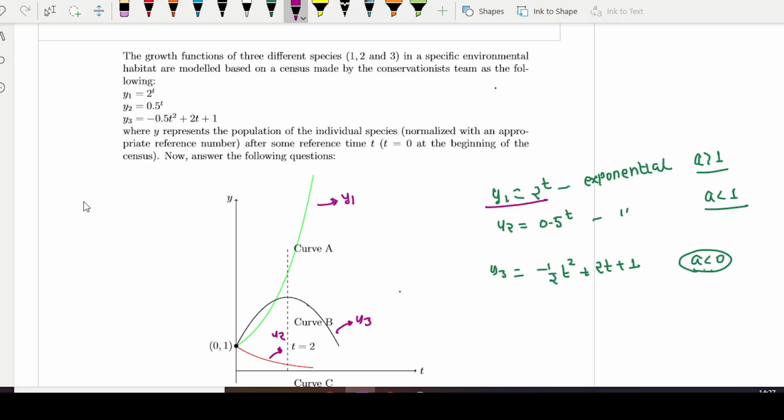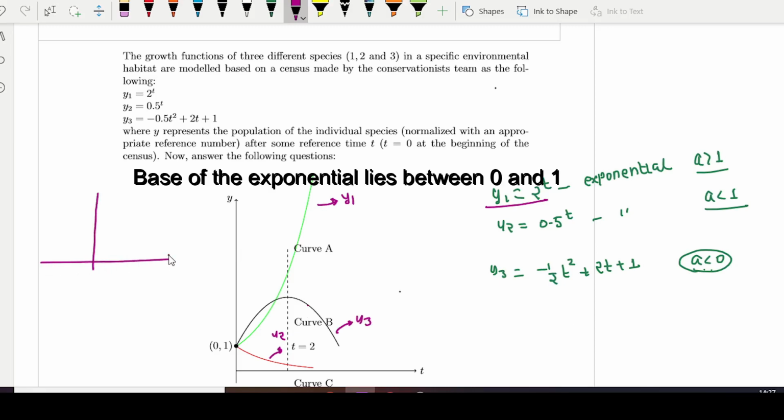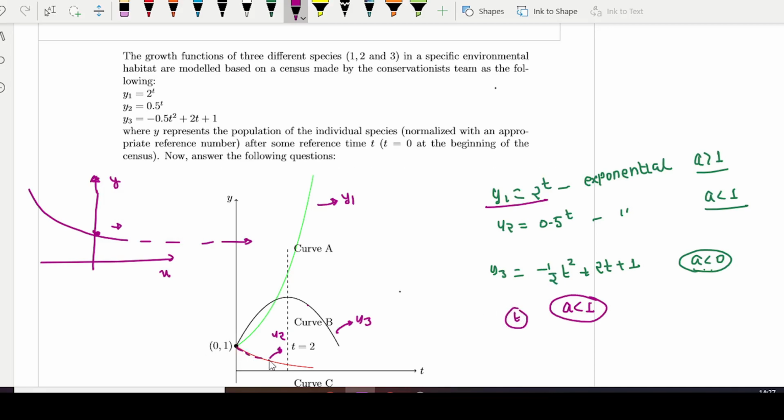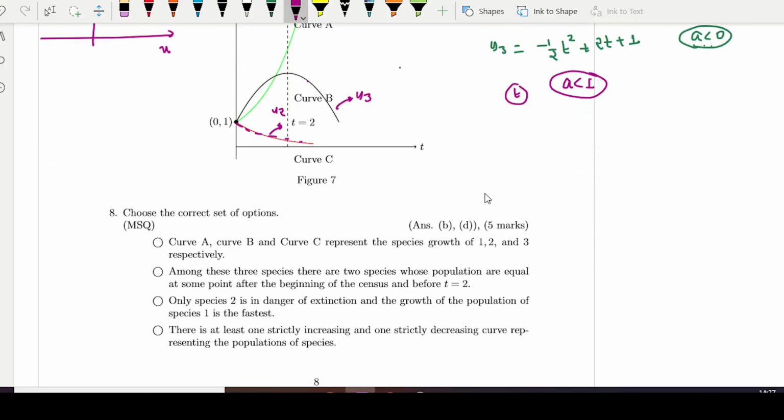Okay, so the graph for any exponential function which has base less than 1 is like this. This is y, this is x. So in this particular case we are taking a domain greater than 0, since time cannot be negative, so we are taking t as days, so this resembles this one. Okay, so it will be y2. So based on this understanding, let us solve some questions.